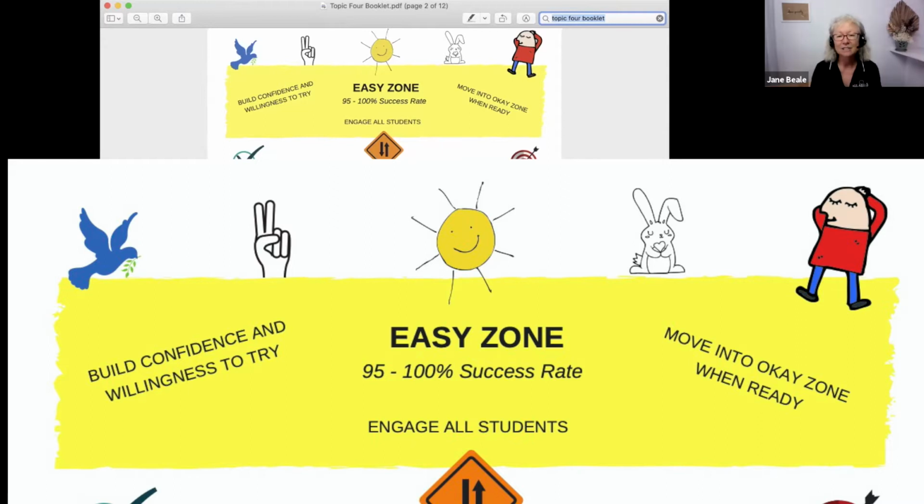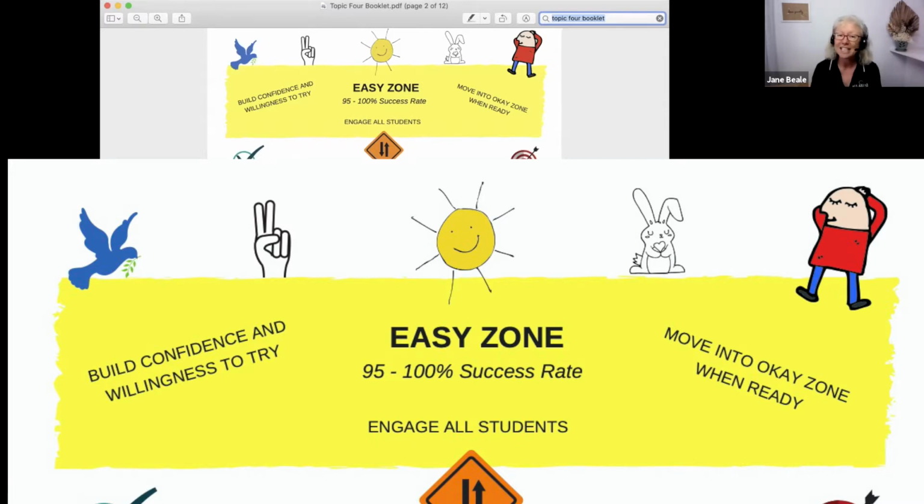The easy zone is defined there as 95 to 100% success rate. So another way of putting it is, we're going to ask someone to do something that we're almost certain they can do. You'll see there it says we'll move into the okay zone when we're ready. So the easy zone can be something that's very brief. We might only stay in it for a really short time, like as in seconds, but we might need to be in it for minutes. We might need to be in it for 10 minutes or 20 minutes.